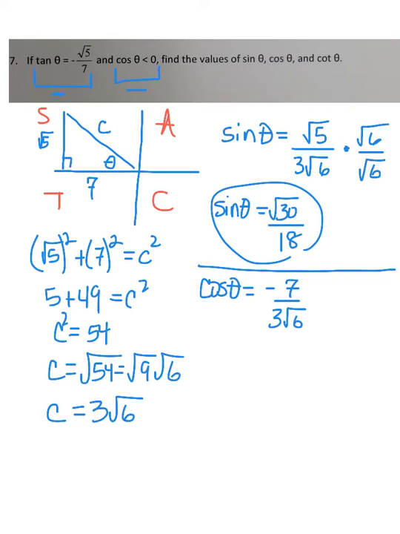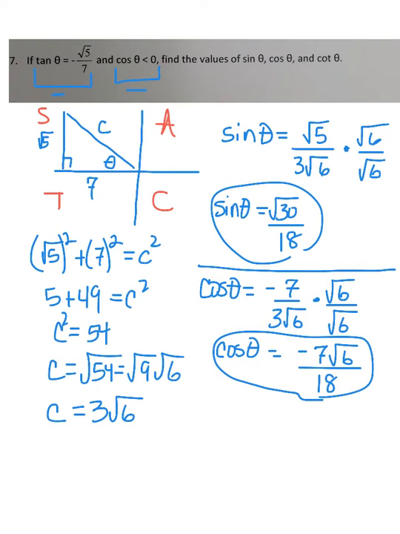So I have the same issue here. I can't have that radical in the denominator. So let me multiply the top and the bottom by that radical 6. And then the cosine of theta will be equal to negative 7 radical 6 over 3 times 6, which is 18.